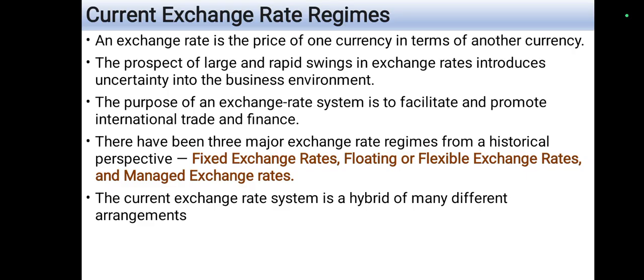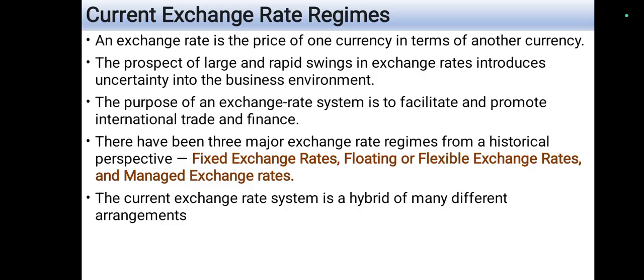The current exchange rate regime is the exchange rate, the price of one currency in terms of another currency. The purpose of the exchange rate system is to facilitate and promote international trade and finance. The main aim of having the exchange rate is that we need to borrow from other countries and other countries should borrow from our country, to promote international trade and the buying and selling of goods from other countries.